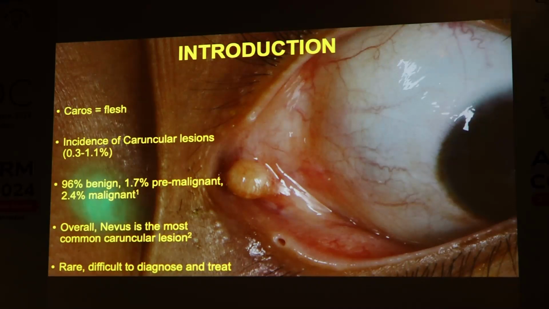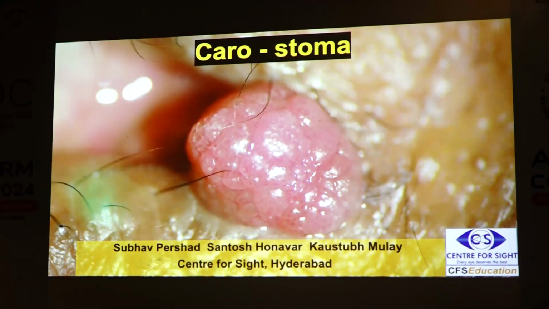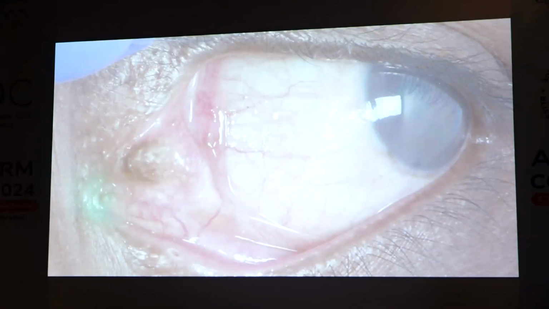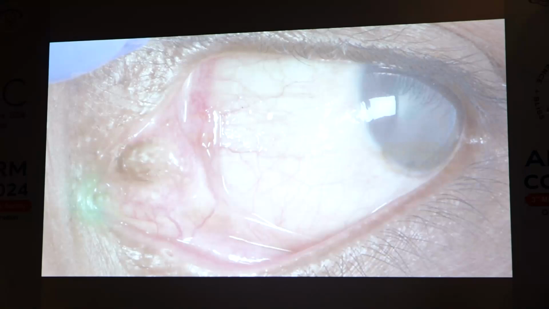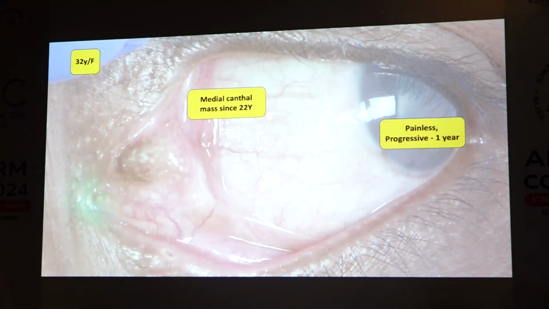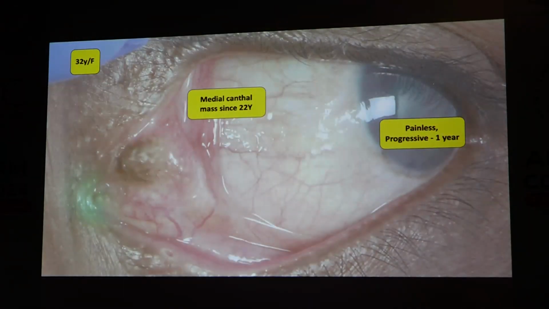So today we look at one such less frequent case in our OPD, and this is titled the carcinoma. We have a 32-year-old young lady who presented to us with a lesion at the inner angle of the eye, or the medial canthus, which was there for the last 22 years but bothered her to come to us only in the last 1 year, since it was painless and progressive.